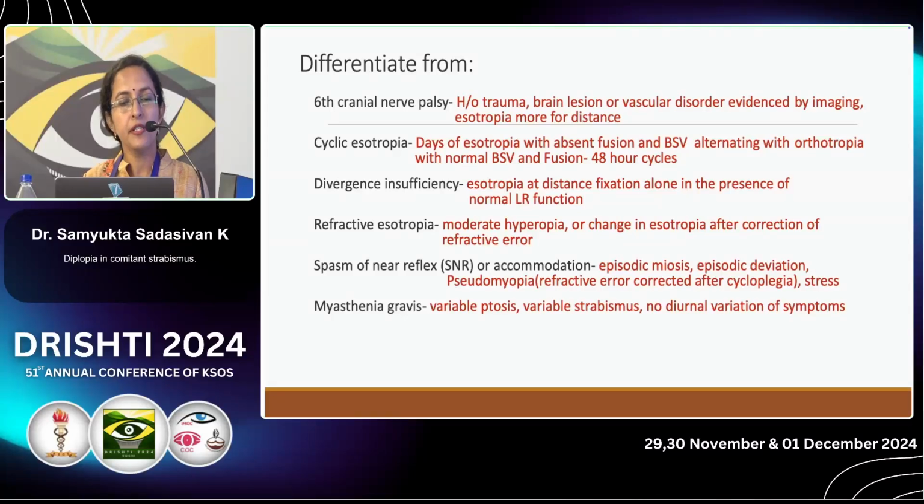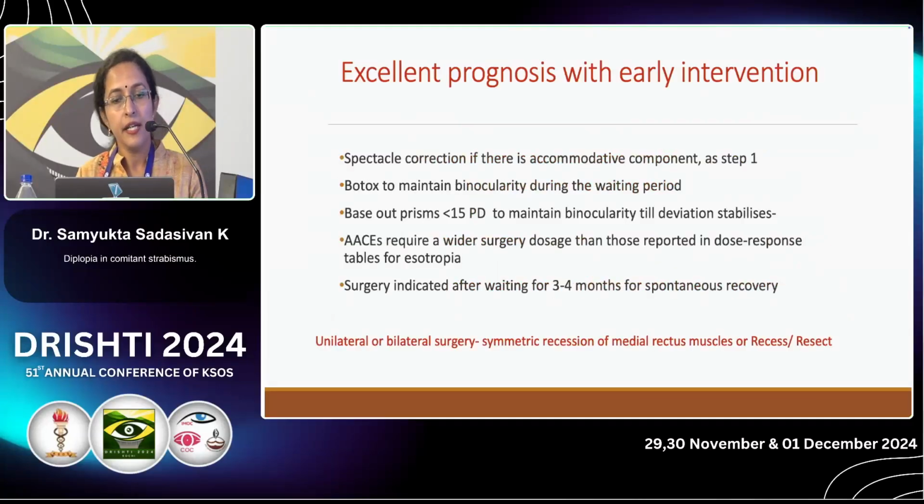And you have to differentiate AACE from these different conditions: 6th cranial palsy, cyclic esotropia, divergence insufficiency, refractive esotropia, spasm of near reflex, and finally myasthenia gravis. With early intervention, this condition has got an excellent prognosis. Spectacle correction has to be considered after going for a thorough cycloplegic refraction and attending to the accommodative component.